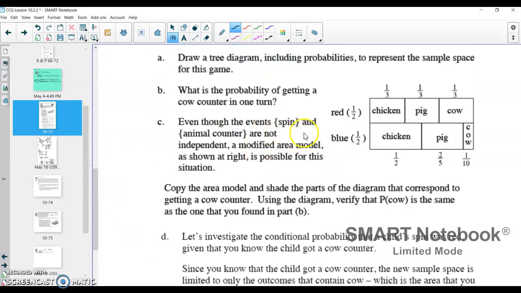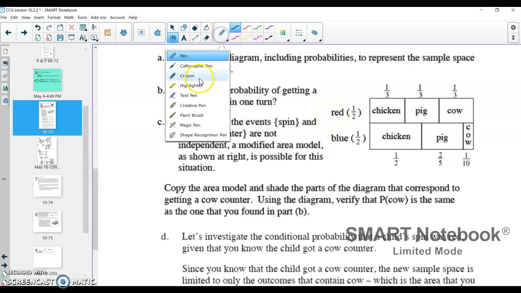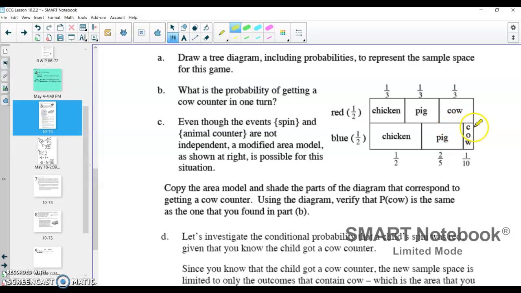And it says, even though the events, the spin and the animal counters are not independent, a modified area model, as shown here to the right, this is our modified area model, is possible for this situation. We're going to copy it and then verify that the probability of cow is the same thing as you found in part B. So actually, I'll do part C here, but the same thing is going to show up here. And so I'm going to grab my highlighter. Because we're looking for cow, and the probability of winning in this event for B was that you would get a cow in one turn, we would have to talk about that section right there and this section right here being winners.